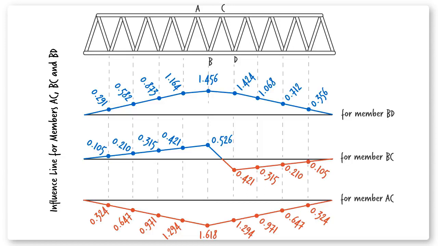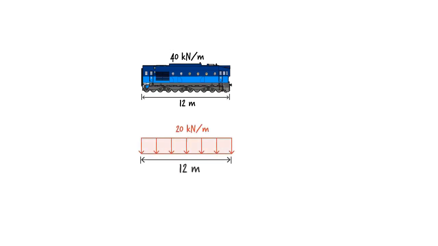Here are the three influence lines. We are now ready to determine the maximum effect of the distributed train load on each member. Suppose the bridge is expected to carry train cars with maximum load of 40 kilonewtons per meter, and the smallest car would have a length of 12 meters. Given that each of the two side trusses carries half of the total load, then our uniformly distributed load for each truss is going to be 20 kilonewtons per meter.